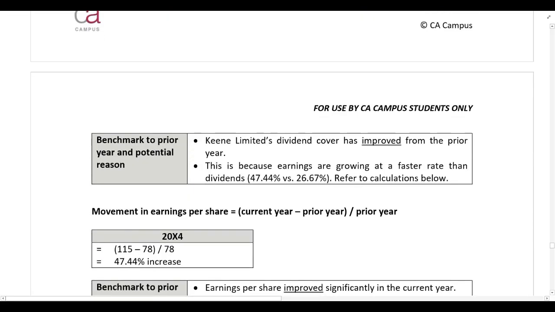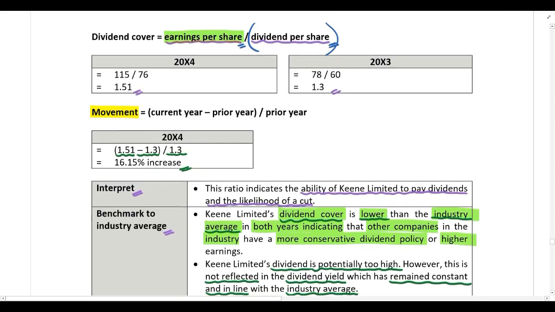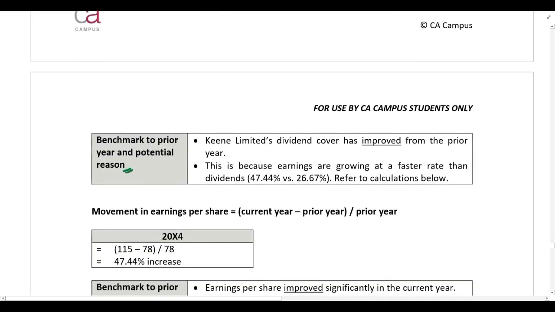We can also benchmark this calculation to the prior year and give a potential reason. So guys, we can see that the dividend cover has increased from the prior year to the current year. It increased by 16.15%. So because it's increasing, it's moving more in line with the industry average. So it's improved from the prior year to the current year. And the reason for this is because earnings are growing at a faster rate than dividends. And you'll see we are going to perform this calculation just below. So once we've performed the calculations below, I'll come back and discuss this again with you guys.